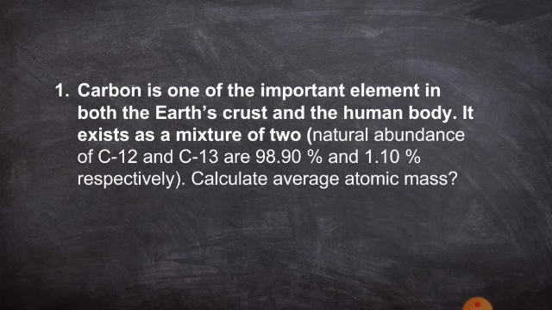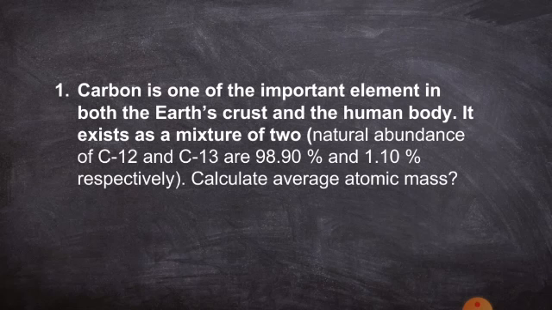Next, now you have to find out the average atomic mass of carbon. Here they have given: carbon is one of the important elements in both the earth crust and the human body. It exists as a mixture of two isotopes. Natural abundance of carbon 12 and carbon 13 are 98.9% and 1.1% respectively. Calculate average atomic mass. Here they have given two isotopes C12 and C13 and the percentage of abundance also in the question.